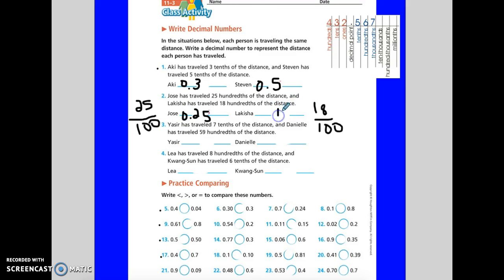I'm going to write my 18. I count my zeros, 1, 2, I go 1, 2. You can also use, if you memorize that the hundredth is 2 over, you know that it's going to end in that hundredths place value, okay? So that's another way you can do it.